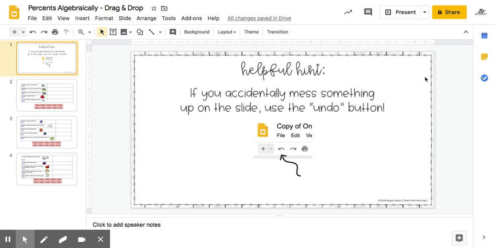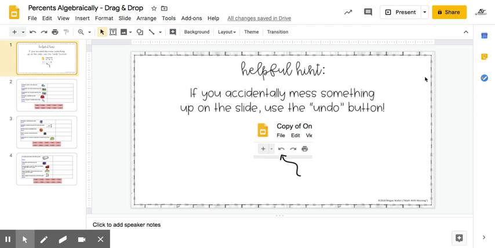Hey everyone, today we are going to complete our final topic in our percent unit, which is representing percents algebraically. So we just came off of our unit on equations where we used algebra to solve for an unknown. And when we had an unknown, we used a variable. And we're going to be using variables now to represent percentages.